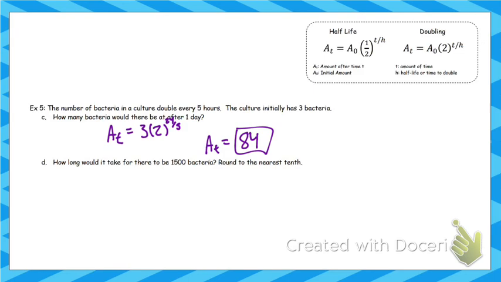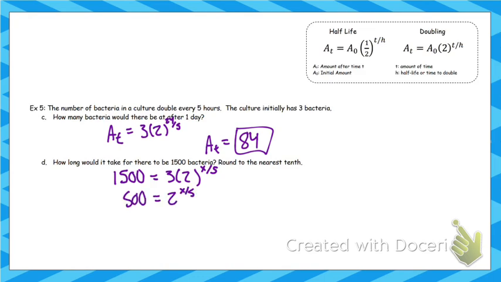All right, again, same situation, just the variable's in a different place. How long, so we don't know time, that's my variable, will it take for there to be 1,500? So 1,500 is equal to 3 times 2 to the x over 5. If you feel comfortable, pause the video and try to solve this one on your own. All right, again, get the base by itself. To get the base by itself, you'll divide by 3.